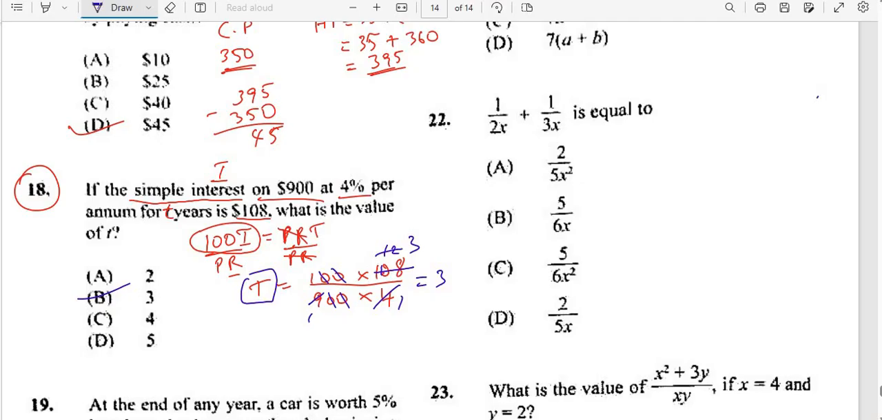Let's just do this one over here. 1 over 2x plus 1 over 3x. Now the LCM of 2x and 3x is 6x. To get that LCM, we multiply by 3, so that gives us 6x. And to get this one, we multiply by 2, to get 2 times 3x is 6x. So now they have the same denominator. What you do to the bottom, you do to the top.